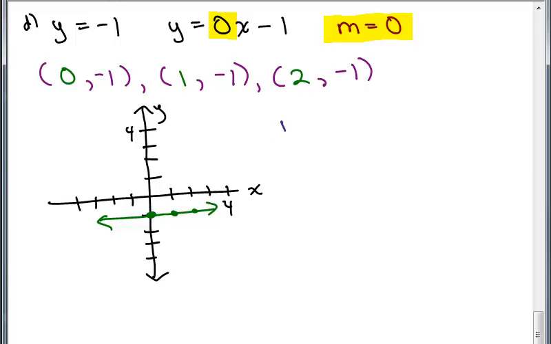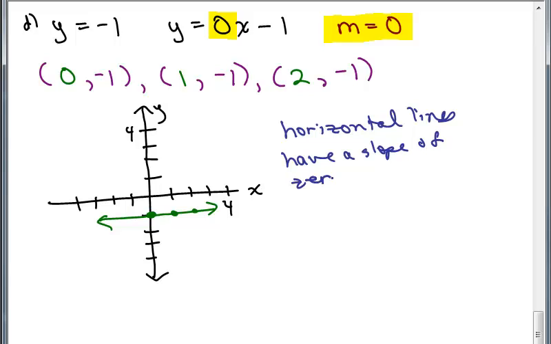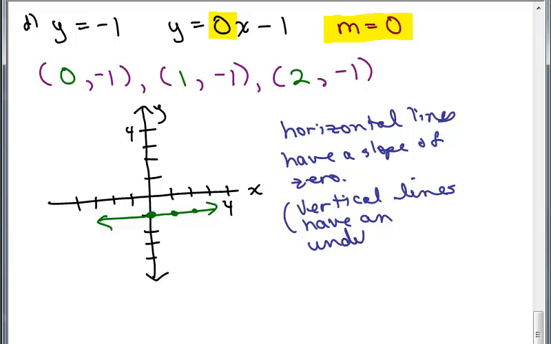Make a note of that. Horizontal lines have a slope of 0. Vertical lines have a slope that's undefined. Vertical lines have an undefined slope. That was like x equals something. All right, but this is a horizontal line. You could have also used the slope formula, taken any of these 2 points, and gotten the answer that way as well.